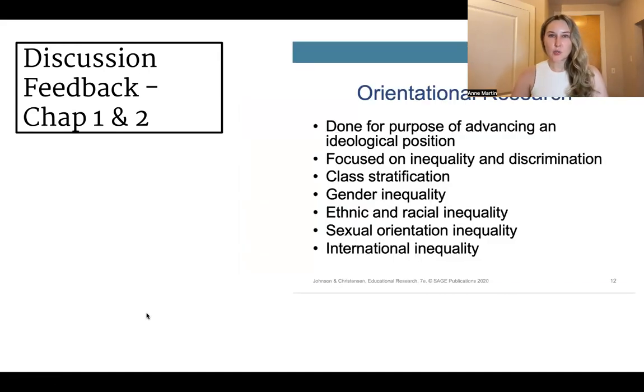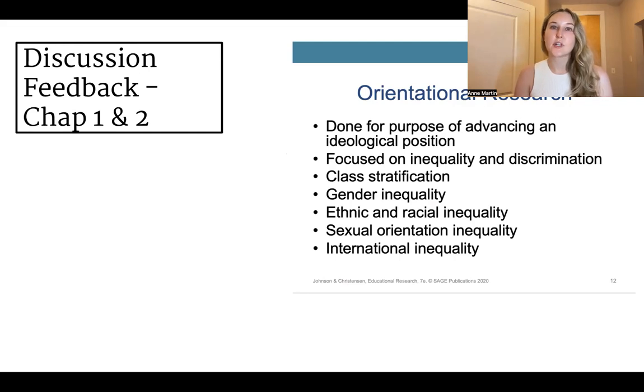And another thing that I wanted to talk about was orientational research. This is something that a lot of people indicated that they were interested in. And so the authors, the way that they describe orientational research is that it is meant for advancing an ideological position. And while that's true, I do want to provide sort of my own commentary on this. So the authors mention as well that orientational research is often aligned with a critical perspective that many researchers take on. And so that is a type of research that you will come across often, from a critical perspective or critical research.